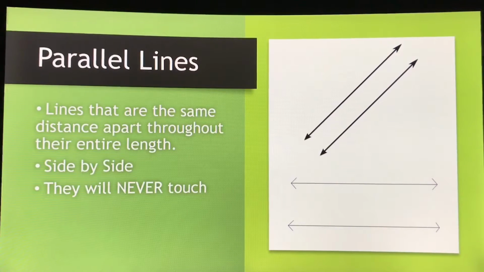Parallel basically means that the lines are the same distance apart throughout their entire length. They run side by side and they will never ever touch. Parallel lines can run horizontally, vertically, diagonally. You can have more than two lines parallel, but for today, we're going to focus on dealing with two and a transversal.